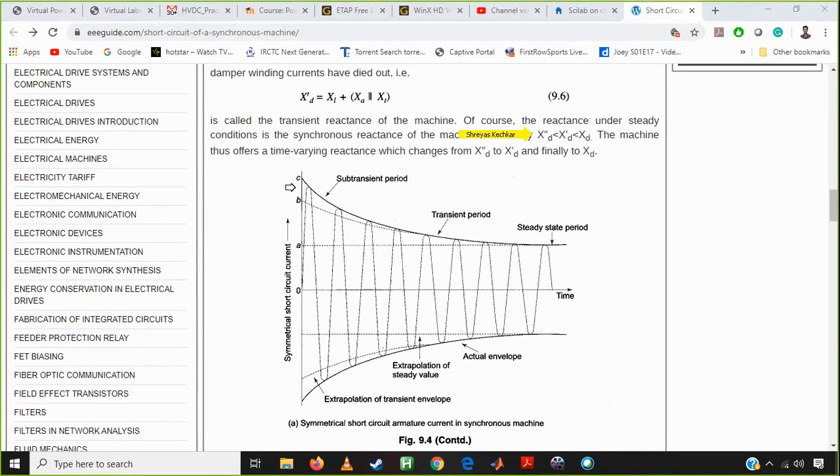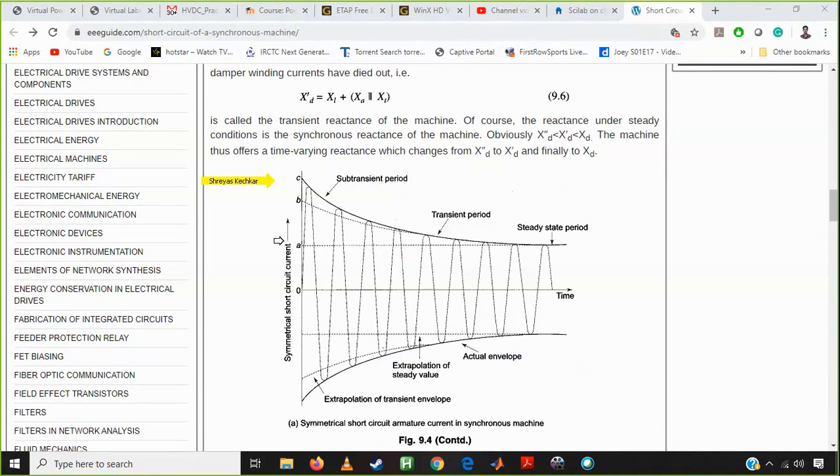The subtransient reactance can be calculated by using this particular waveform. How can it be calculated? Xd double dash is equal to the open circuit voltage divided by this current value, OC. So we can get the subtransient reactance Xd double dash.